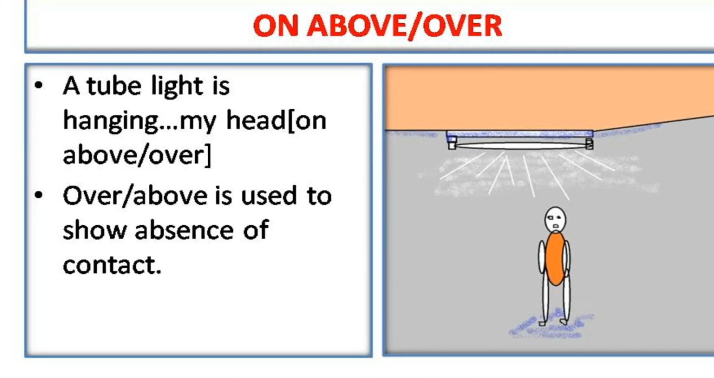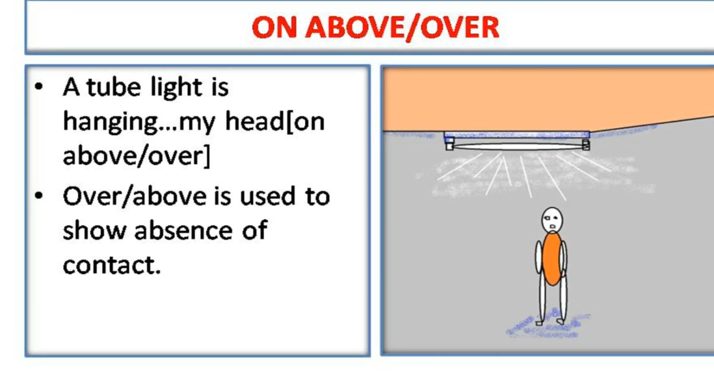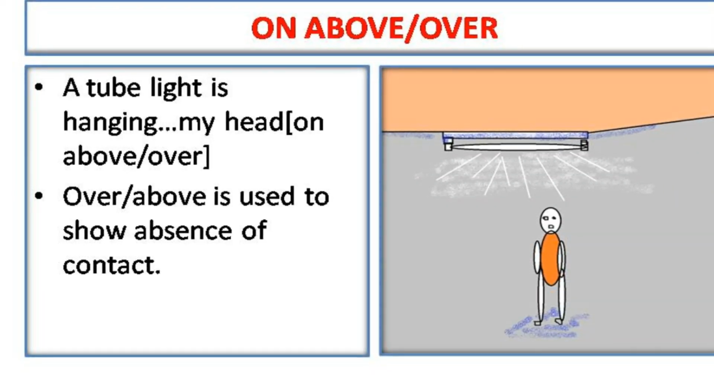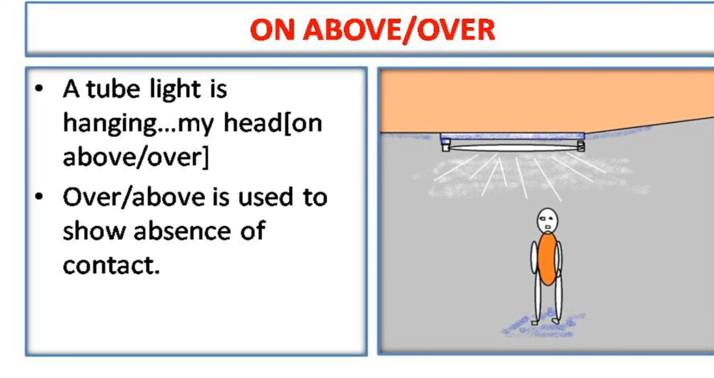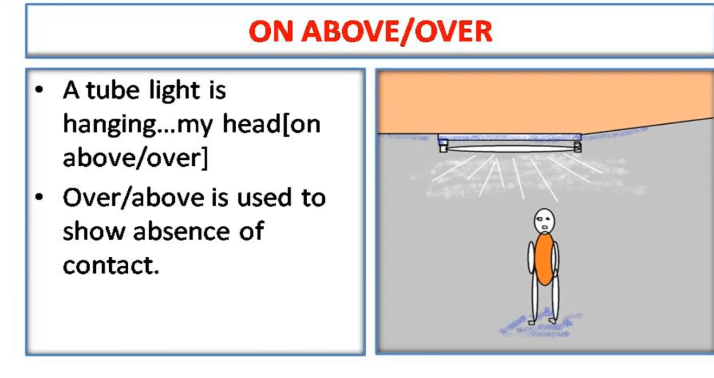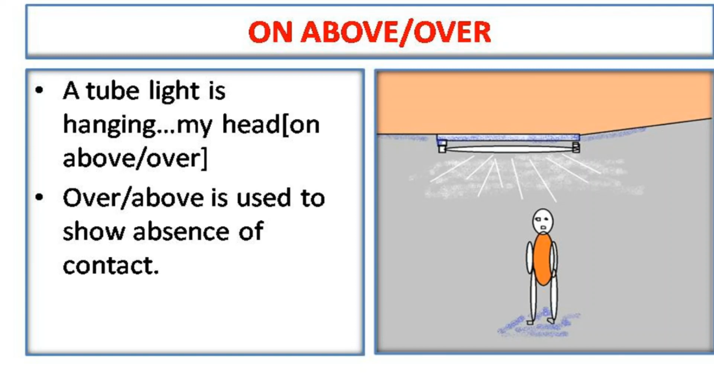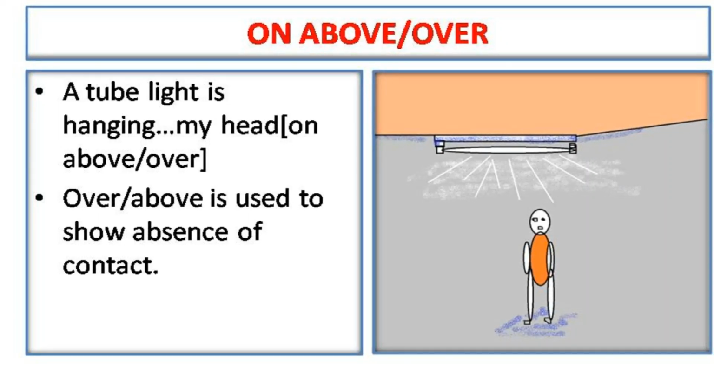On, above, over. A tube light is hanging dash my head, on my head, above my head, over my head. Over my head or above my head. Over or above is used to show absence of contact.